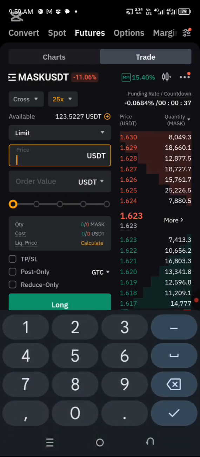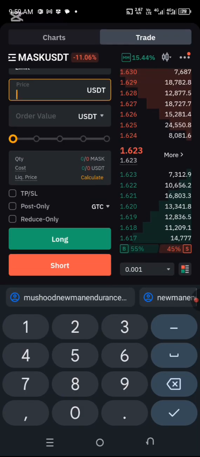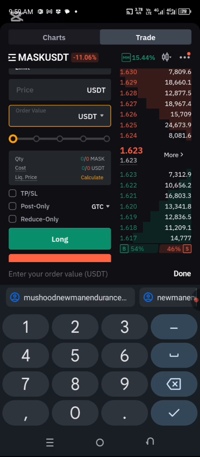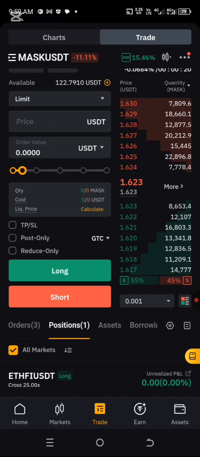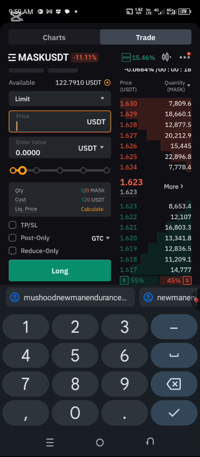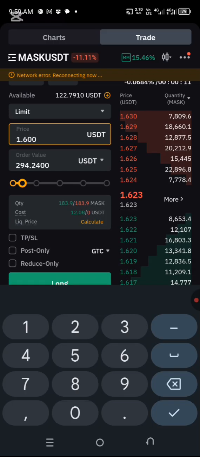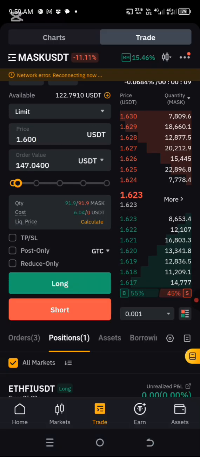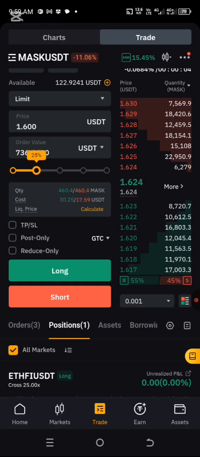Here you can put in the price at which you want to buy, which is your entry price. Then there is the value field, which as a beginner you cannot understand yet. So what you just do is put in the amount of the coin you want to buy. Let's say maybe you are buying this at 1.600, and you want to buy with maybe 25% of your account.